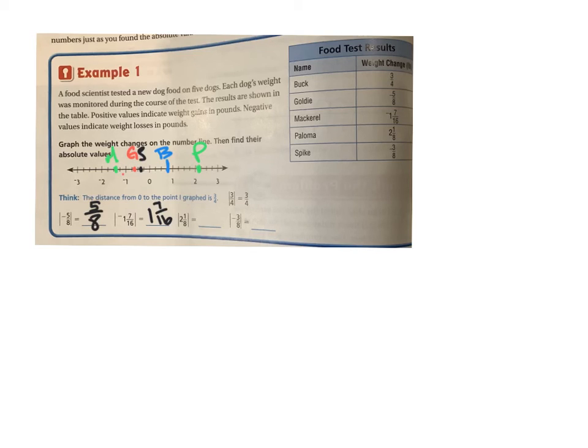Paloma is 2 1/8. There's Paloma. How far from 0? 2 1/8. And Spike is -3/8. How far is that from 0? Spike is here. He is 3/8 from 0. Notice I did not put a positive nor a negative on any of those numbers, because absolute values are about ignoring the signs temporarily. It's how far from 0, not about whether it's positive or negative.